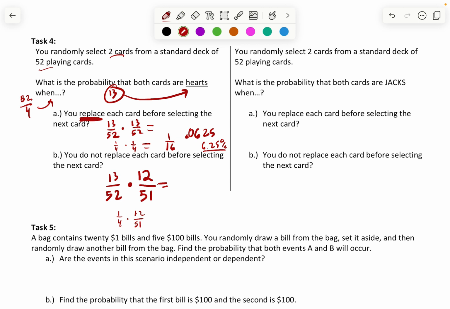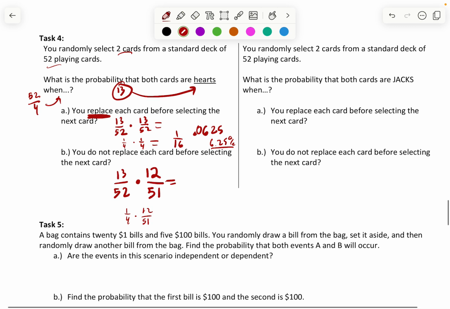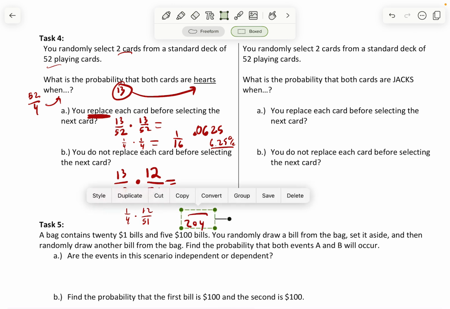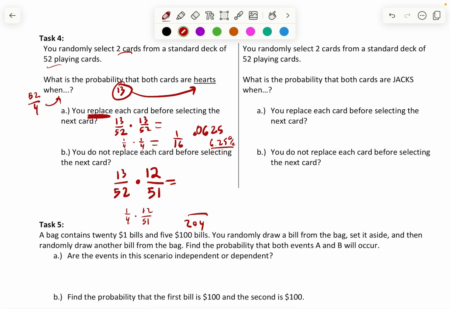Does 3 go into 51? 51 divided by 3, it does. So technically that second one could be simplified. Let me try to do this real quick. That gives 204 down low, and 12 on top. So I'll just leave it here. But the decimal should be about 0.0588, some other stuff.